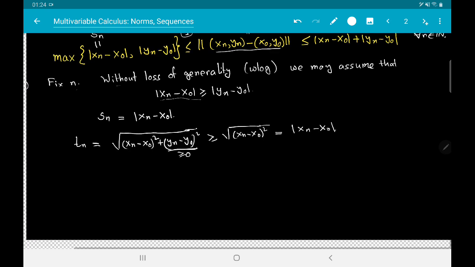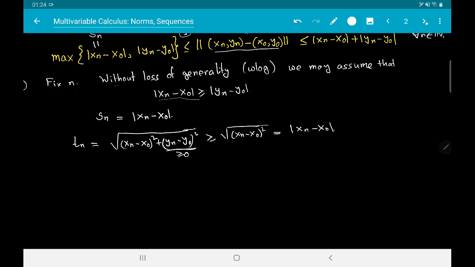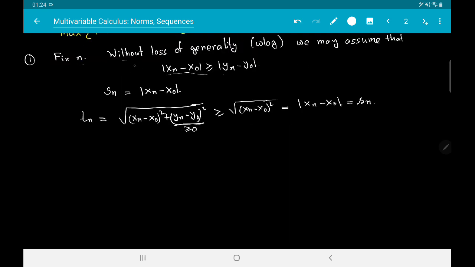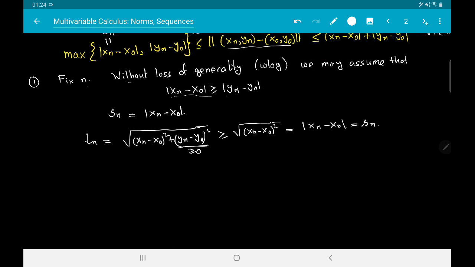And what is modulus of xn minus x0? This is exactly equal to Sn here. As I have just mentioned, if it so happened that modulus of yn minus y0 is bigger than or equal to modulus of xn minus x0, then the same process will give you this proof if you just swap the roles of the two. So this is what without loss of generality really means. Okay, we have proved the first inequality.